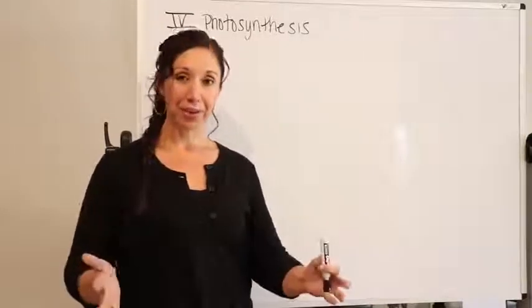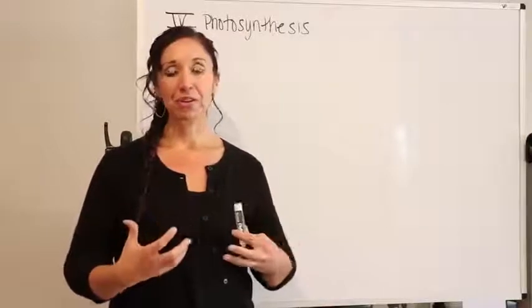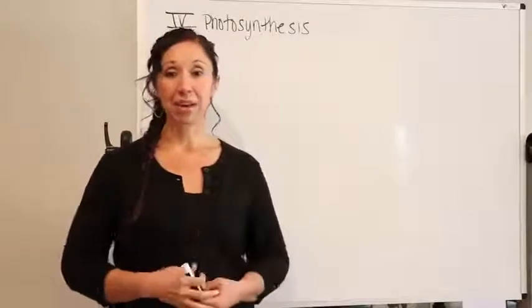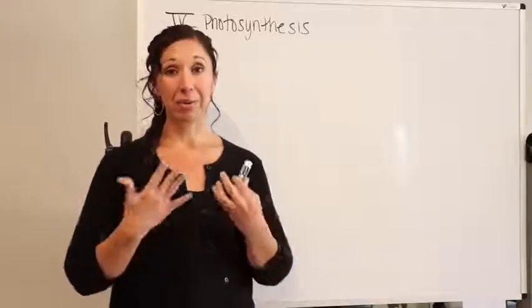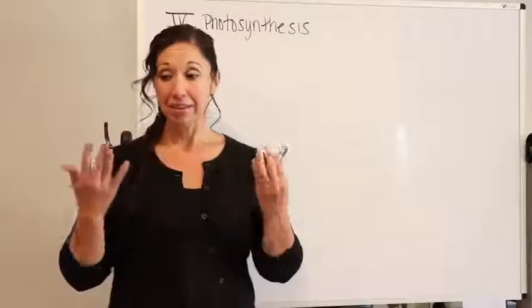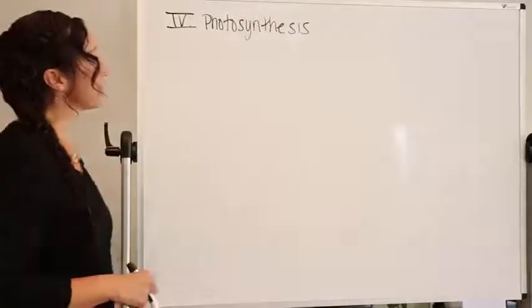So we're going to go into photosynthesis, and you're going to see the beauty of how these two are intermingled together and how they depend on one another and how we depend on plants to do their job and plants depend on us to do our job as well. So let's talk about photosynthesis. So this will be Roman numeral 4, photosynthesis.